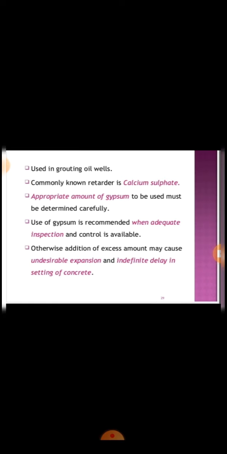So, one of the commonly used retarders is calcium sulfate. The appropriate amount of gypsum to be used must be determined carefully. Use of gypsum is recommended when adequate inspection and control is available. Otherwise, addition of excess amount may cause undesirable expansion and indefinite delay in setting of concrete.